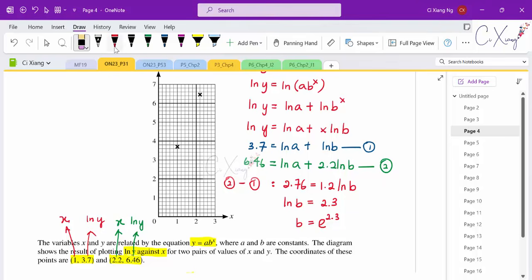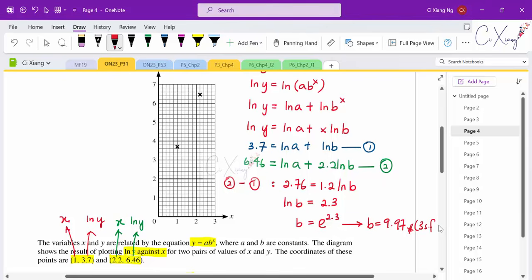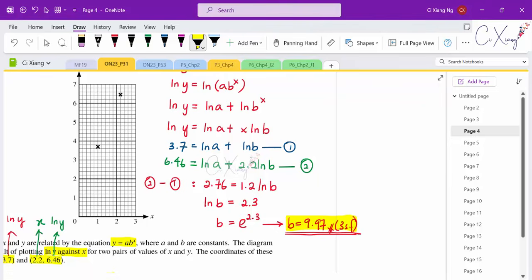But of course, I will correct it to 3 significant figures, where b can be equal to 9.97. This answer is already simplified to 3 significant figures. Okay, but this is the answer for b. Alright, and after that, I want to get the value for a. So how am I going to get the value for a here?